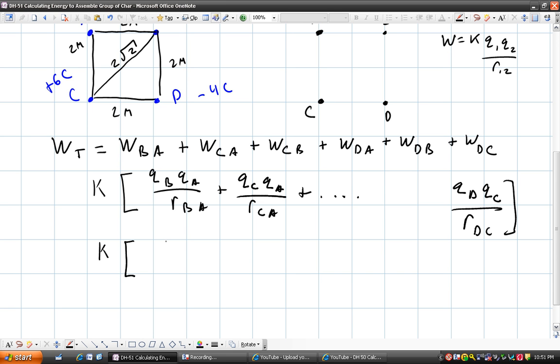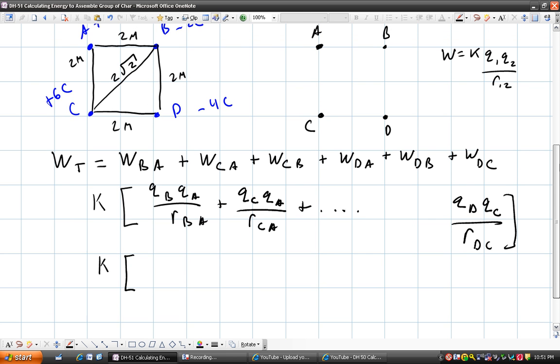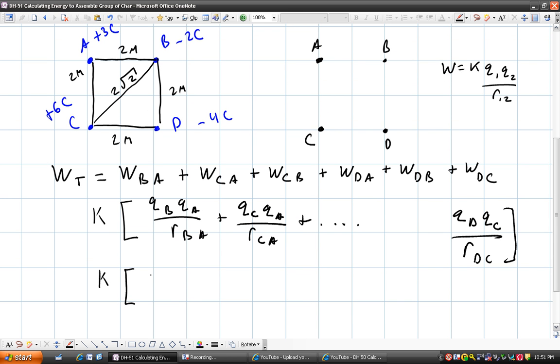So when you look at QB, it's going to have a value of minus 2. Let me put this up just a little so you can see the picture. That's minus 2 coulombs times, for A, plus 3 coulombs over the distance between those two, which is 2 meters. Plus, for C and A, that's going to be plus 6 for C, and A is plus 3, over the distance between C and A, which is 2 meters.